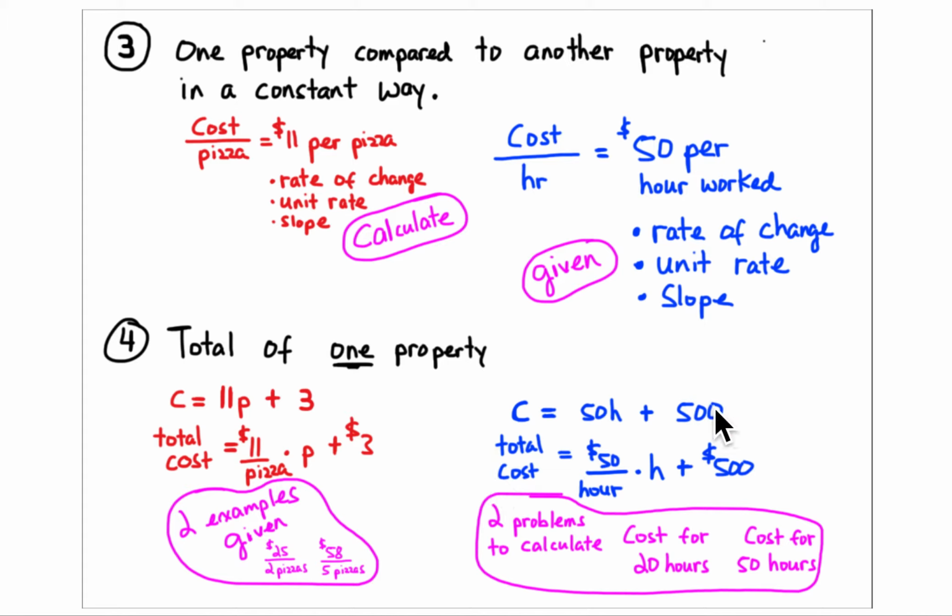For problem number 2, the total cost is that $50 per hour times the number of hours worked, plus, don't forget, you have to add that $500. You have to calculate the total cost if they work for 20 hours. Remember, you add this $500 after you figure out the cost for the 20 hours of work, which is 20 hours times $50. Or for 50 hours of work, which is 50 hours times $50 per hour, plus that $500. All right, so 4 parts, 4 components.